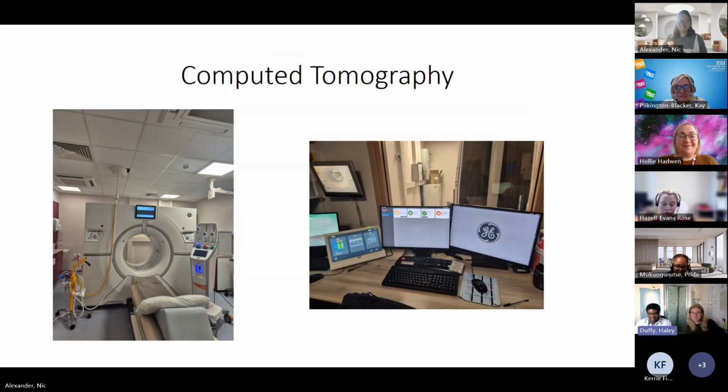Hi, you get me for two bits, lucky you. So first of all, I'm going to talk about CT, which is computed tomography. So what you've got is the picture of the gantry. The patient will lie on the bed and they'll go through the gantry, which is the big circle, and then on the other screen you can see what the radiographers see when they are working.